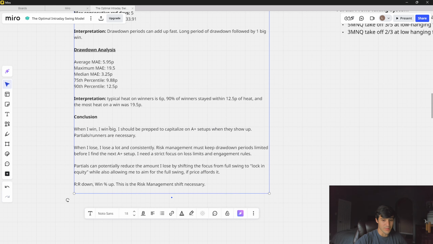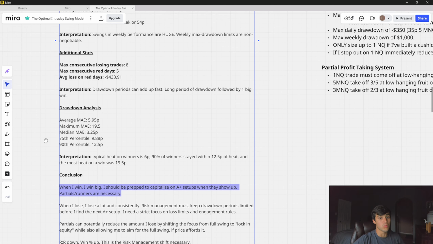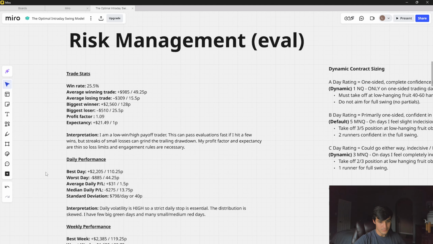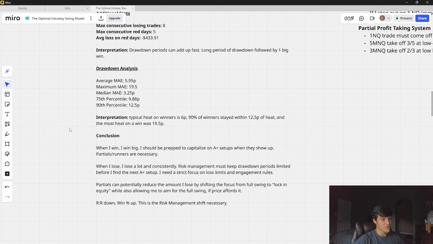When I win big, I should be prepped to capitalize on A+ setups when they show up. Partials and runners are 100% necessary, because like I said in the beginning of the video, partials I feel are going to raise that win rate, drop the RR, and minimize drawdown, because I'm self-sabotaging in the way where I'm letting these winning trades come back on me and turn into losing trades or even break even. I'm just not locking in equity.